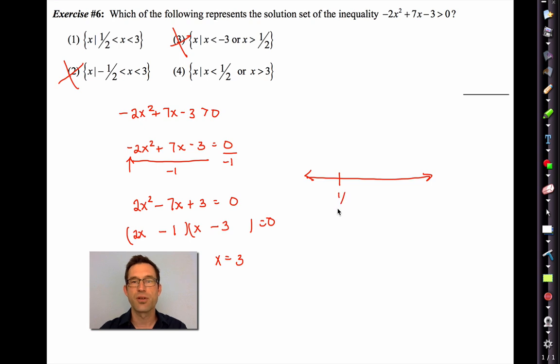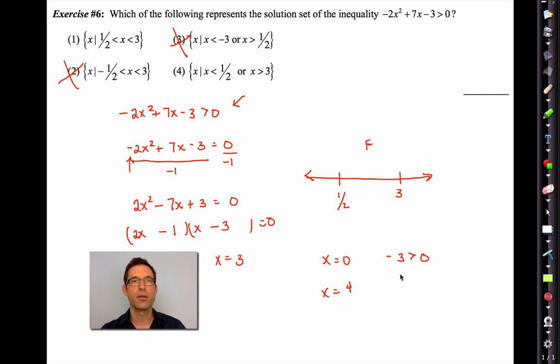This is where I can start to put things down like this. Now, I should be careful. I need to test in here. So let's test x equals 0. If I put 0 into this expression, I'll get -3 is greater than 0. No, that's false. If I put x equals 4 in, all right, what would I get? I'd get 16, -32, 28, -4, -7.